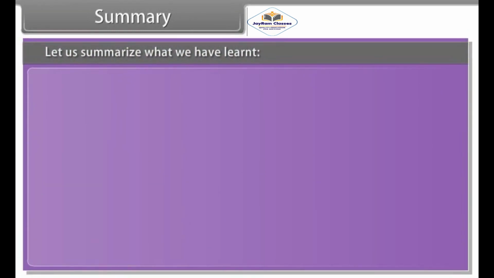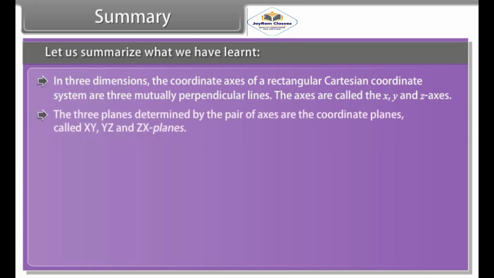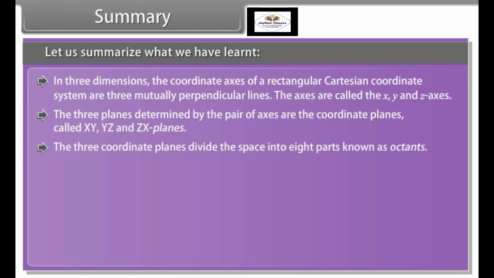Summary. Let us summarize what we have learned. In three dimensions, the coordinate axes of a rectangular Cartesian coordinate system are three mutually perpendicular lines. The axes are called the x, y and z axes. The three planes determined by the pairs of axes are the coordinate planes called xy, yz and zx planes. The three coordinate planes divide the space into eight parts known as octants.